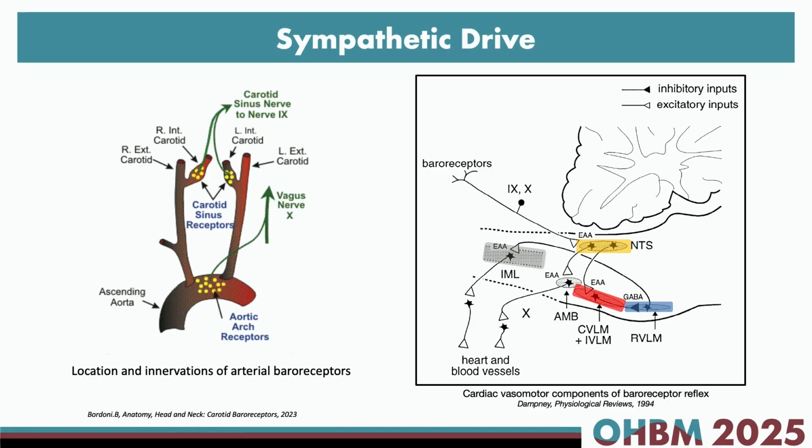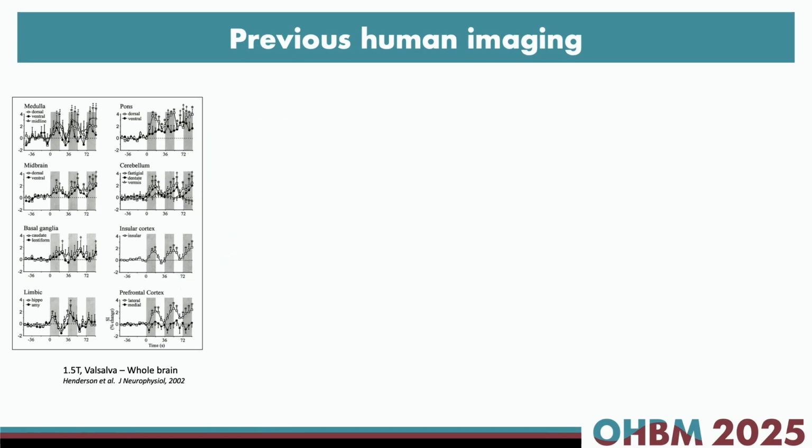But when we do look at how this has been investigated in human research, they are through evoked responses. So, a little history of the few studies that have done this. There's a Valsalva study on the 1.5 Tesla back in 2002, and this increases the sympathetic nerve activity and therefore the blood pressure with this Valsalva technique. And this showed extensive regions in the cerebrum, brainstem, and cerebellum.